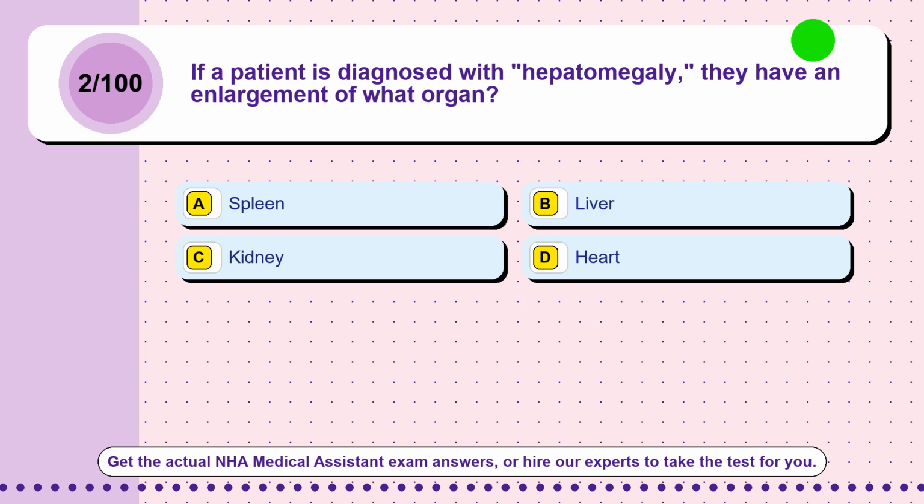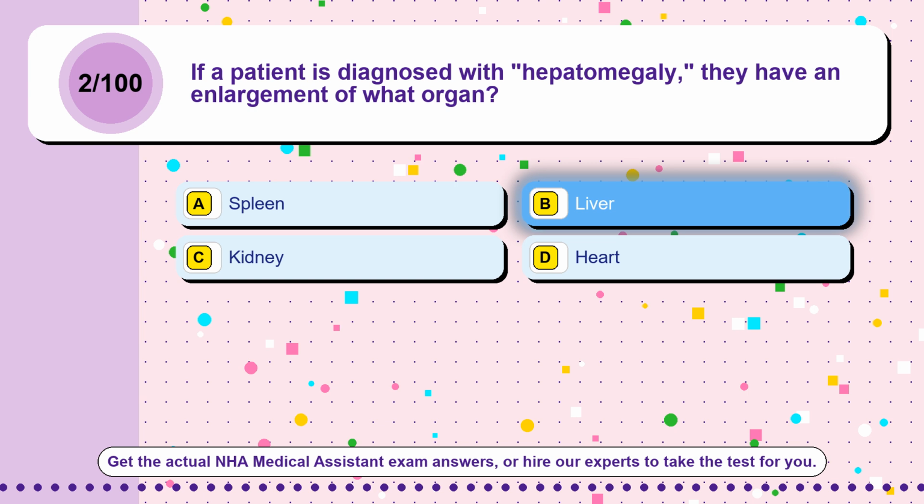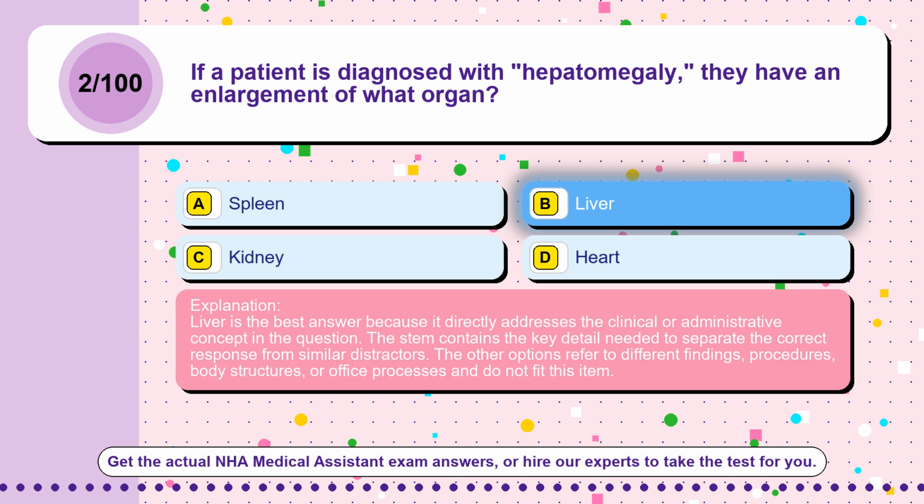Question 2. If a patient is diagnosed with hepatomegaly, they have an enlargement of what organ? Option A, spleen. Option B, liver. Option C, kidney. Option D, heart. The correct answer is option B. Liver. Liver is the best answer because it directly addresses the clinical or administrative concept in the question.